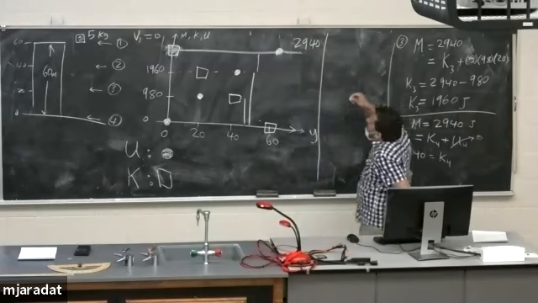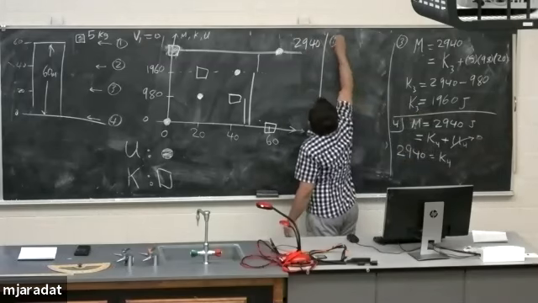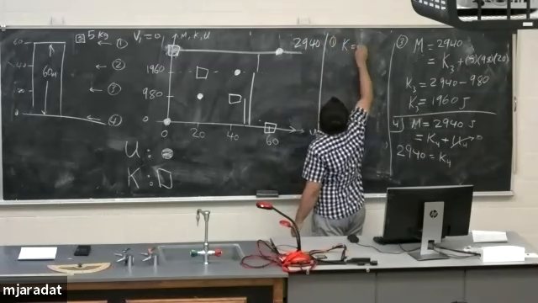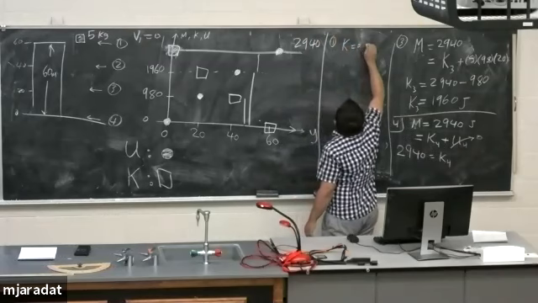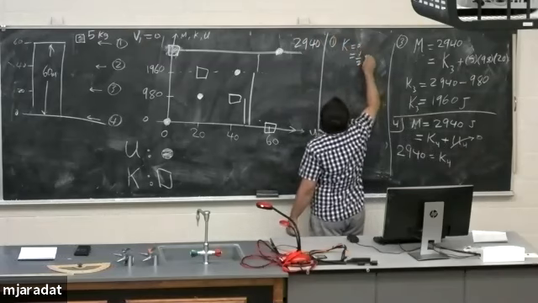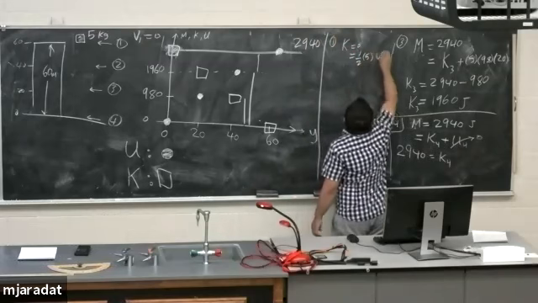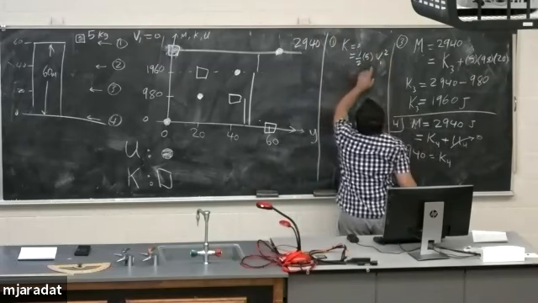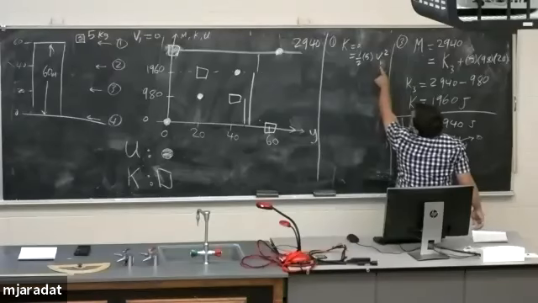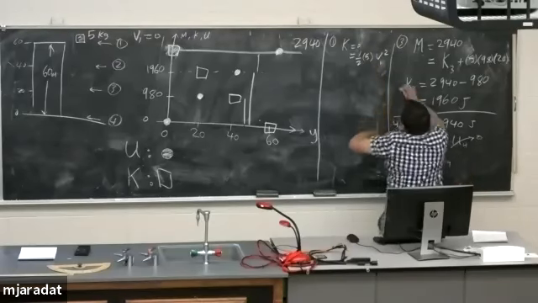For example, at point number 1, we have the kinetic energy equal to 0, which is equal to 1 over 2 M, which is 5, V1 squared equal to 0. That means V1 is equal to the square root of 0, which is 0.